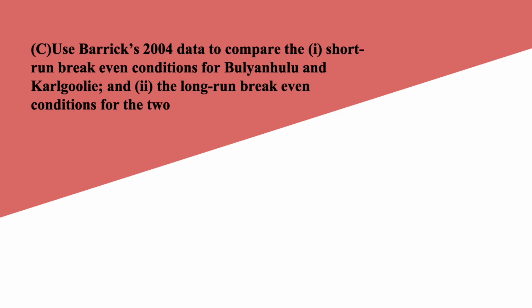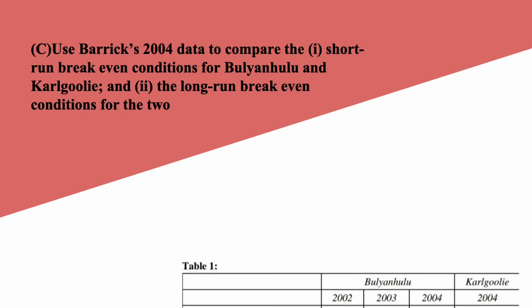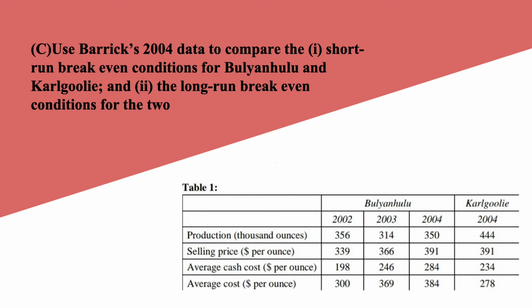C. Use Barrick's 2004 data to compare the short-run break-even conditions for Bulyanhulu and Kalgoorlie, and the long-run break-even conditions for the two. And here is Table 1. Before giving our answer, I want to clarify some concepts.